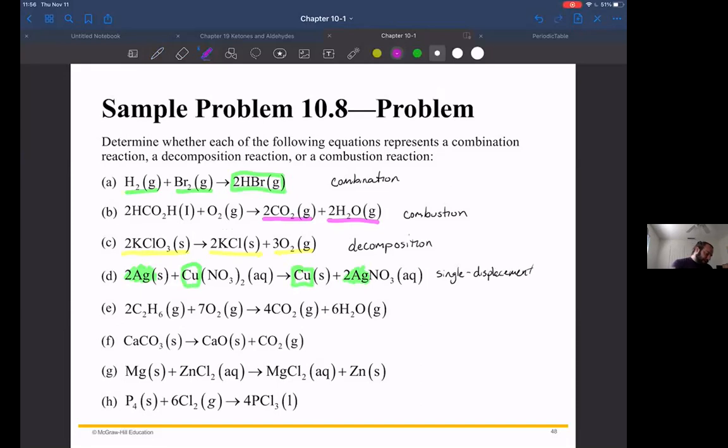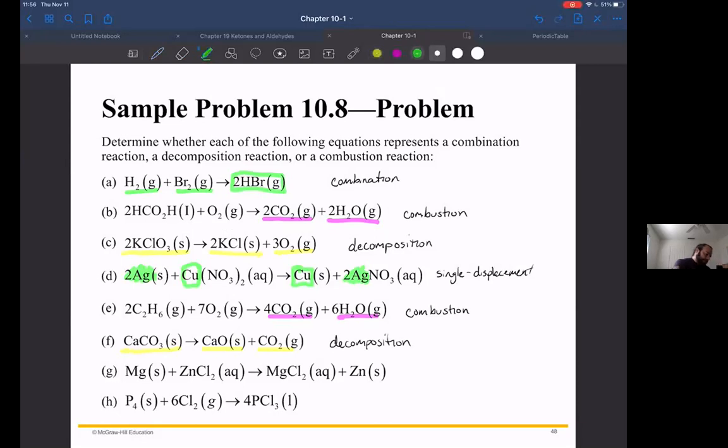All right, for the next one, again, I'm going to be immediately drawn to the fact that I have CO2 and H2O as the product. So that lets me know that this is a combustion reaction. Okay. For my next example, I have a single reactant being broken down into two products. So this is a decomposition reaction.